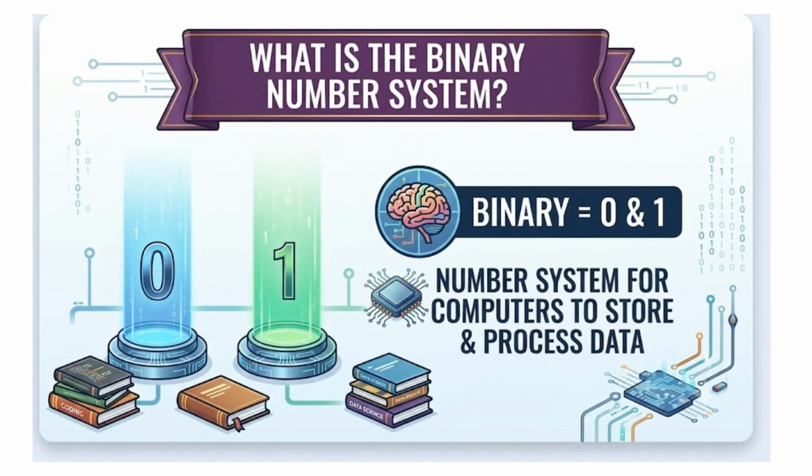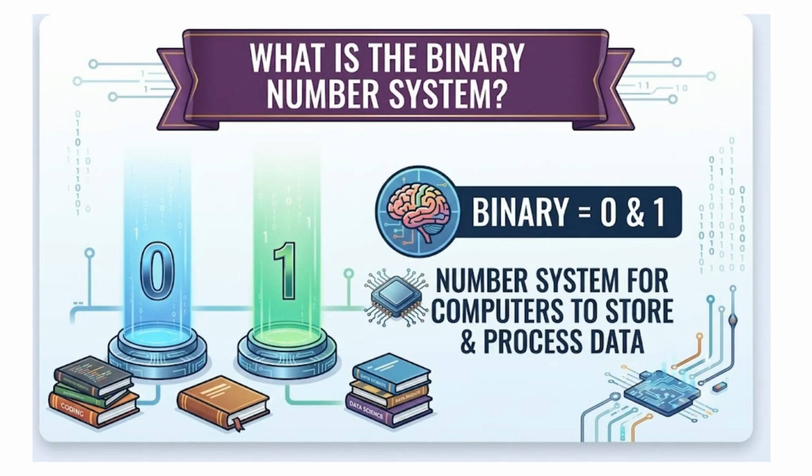Now let's begin by understanding what the binary number system is. The binary number system is the language that every computer uses to store and process information. Unlike the decimal number system, which uses 10 digits from 0 to 9, binary uses only 2 digits. Those 2 digits are 0 and 1. Every piece of data inside a computer, whether it is text, a picture, a video, music, or a computer program, is ultimately represented using combinations of these 2 digits.